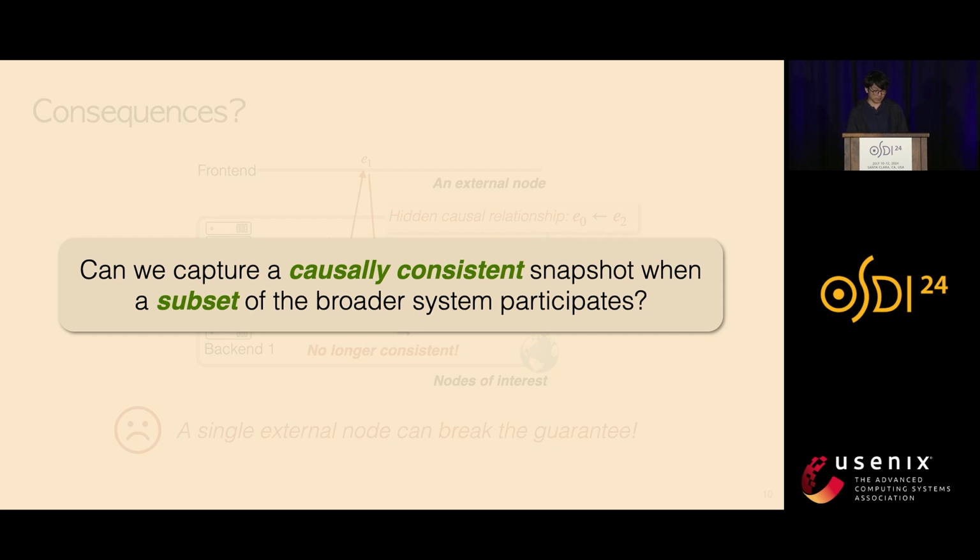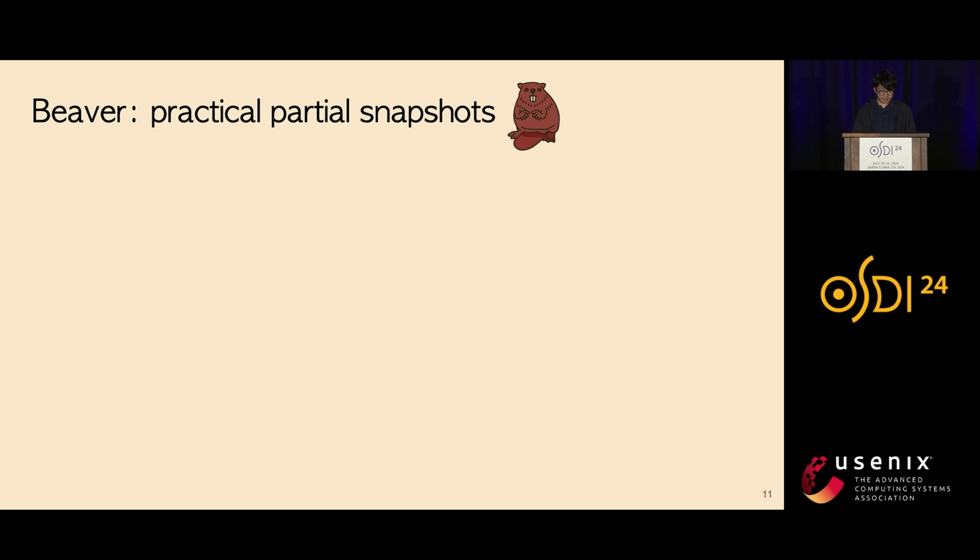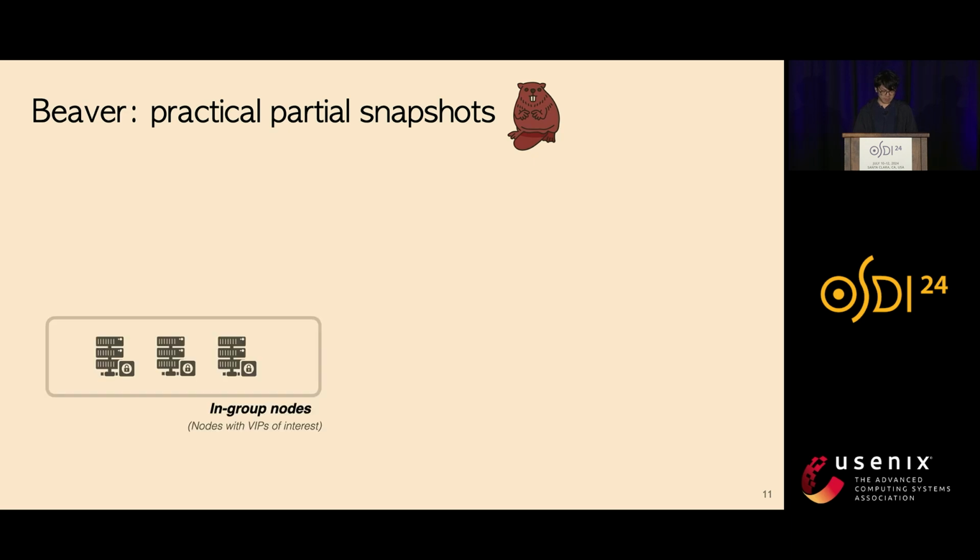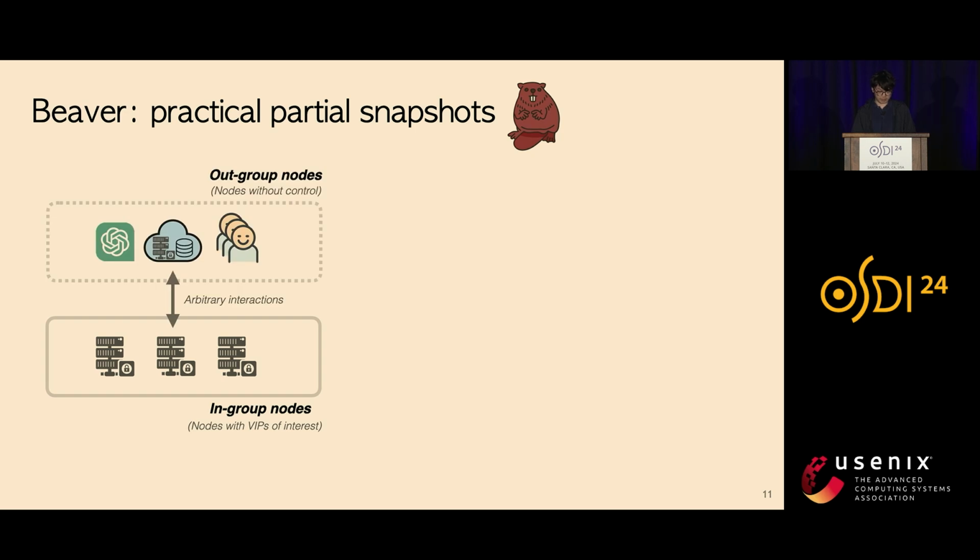Observing this gap, we ask the question: can we capture a causally consistent snapshot where only a subset of the system participates? In this talk, we present Beaver, which is the first partial snapshot protocol for distributed cloud services. In a partial snapshot, nodes are basically divided into two groups. The in-group includes the machines of interest, and the out-group includes all other machines without control, whether in the same data center or on the broader internet.